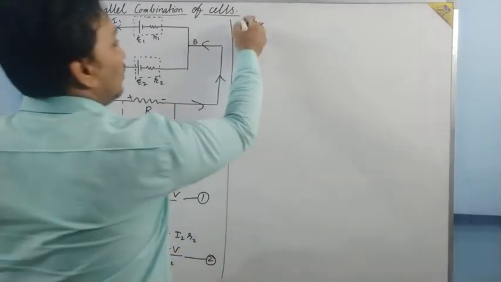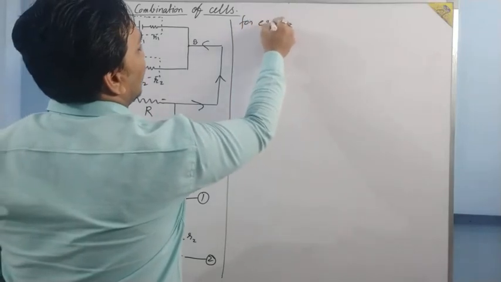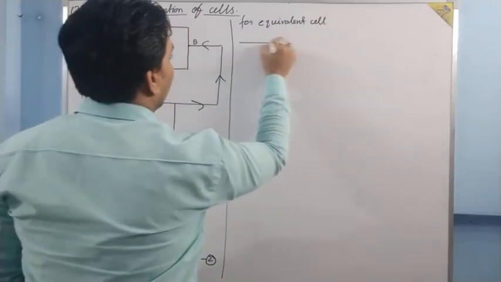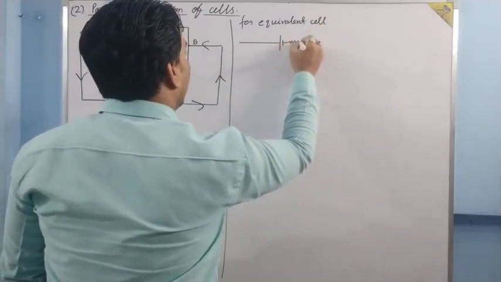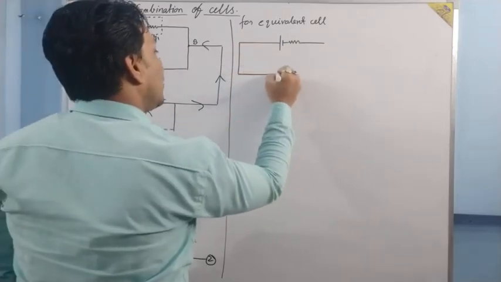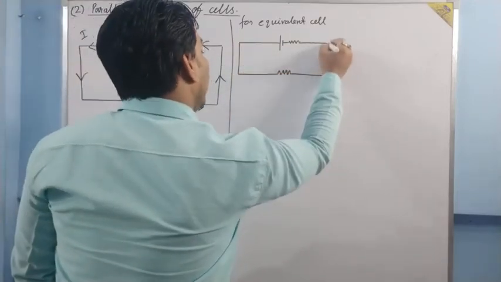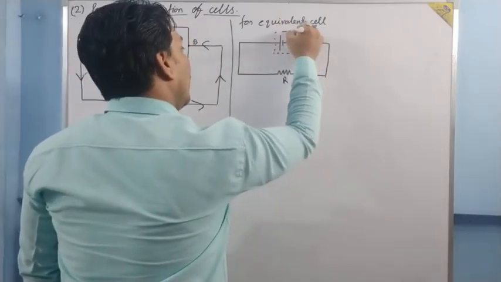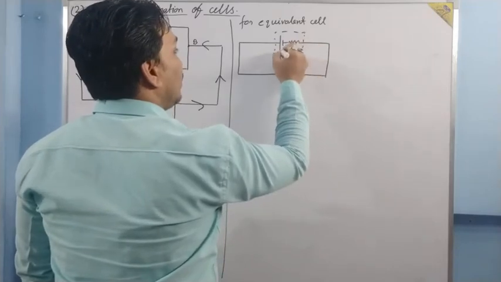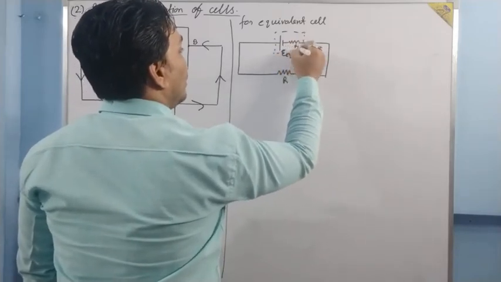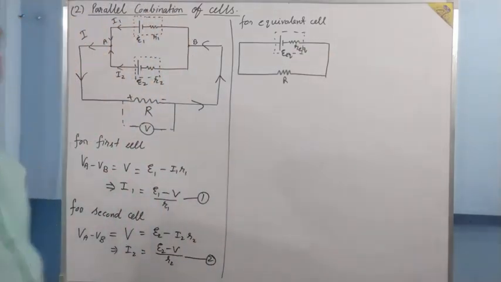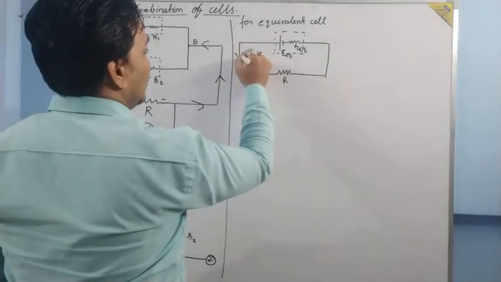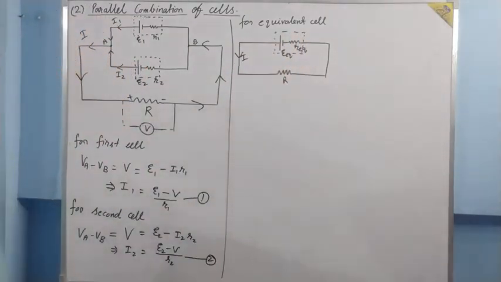Now, for the equivalent cell, what will be the circuit? A single cell will be there, which is equivalent to this combination, and a single resistance, which is capital R obviously. This cell is of EMF E equivalent and internal resistance R equivalent. The same amount of current, capital I, passes because of this equivalent cell.